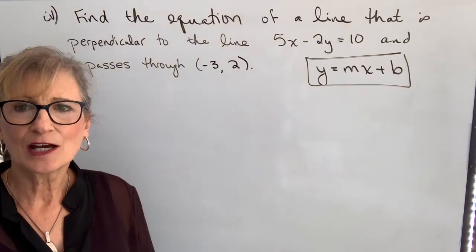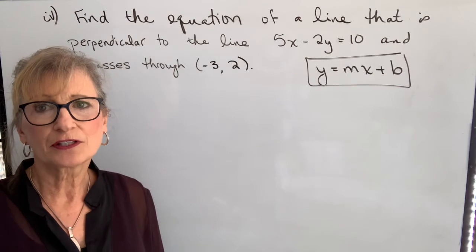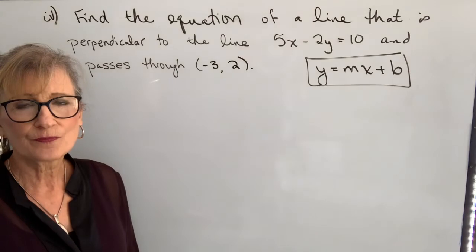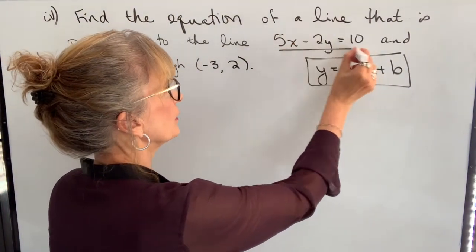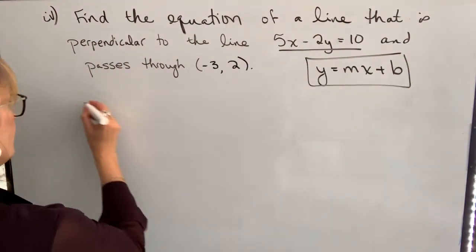This next example is very similar to the previous one, except it talks about perpendicular lines. It says, find the equation of a line that is perpendicular to the line 5x minus 2y equals 10 and passes through the point (-3, 2). So again, we need to know the slope of that line. So let's do that first.